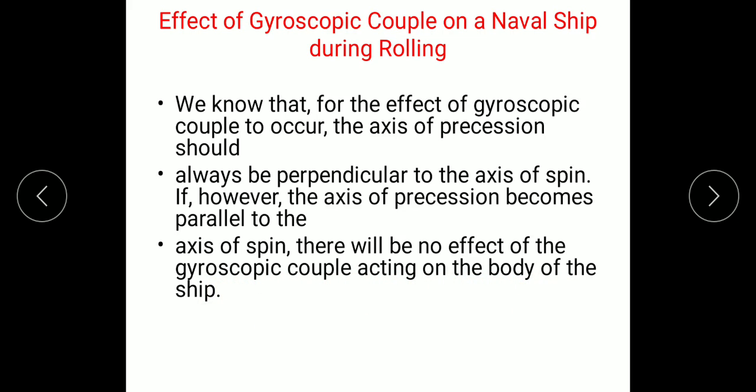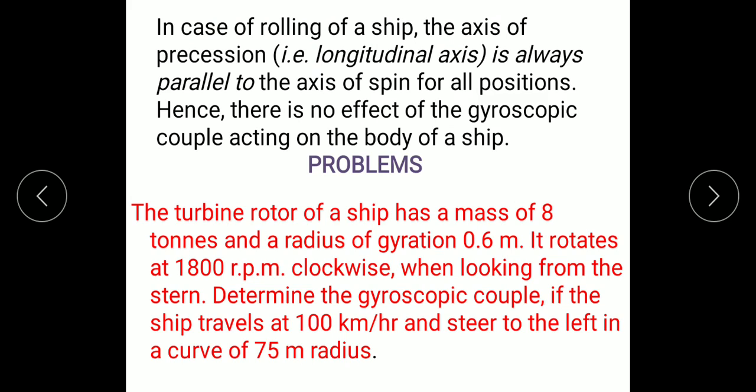Generally, when the axis of precession is perpendicular to the axis of spin, then only we will get gyroscopic couple. Otherwise there is no gyroscopic couple acting on the bodies. So here you will see, in case of rolling of a ship, the axis of precession, which is available on the longitudinal axis, is always parallel to the axis of spin for all positions.